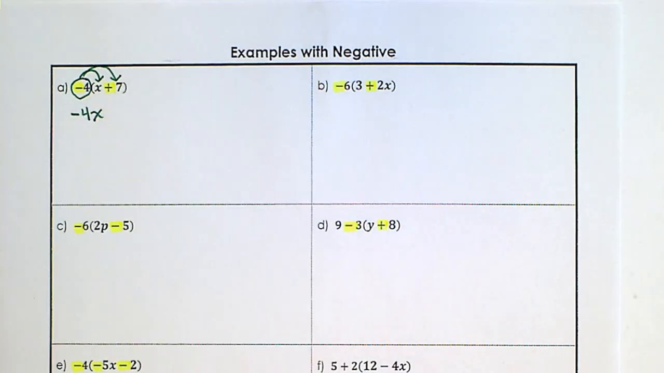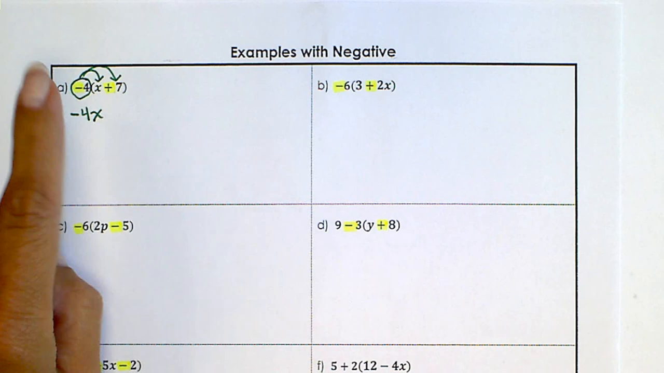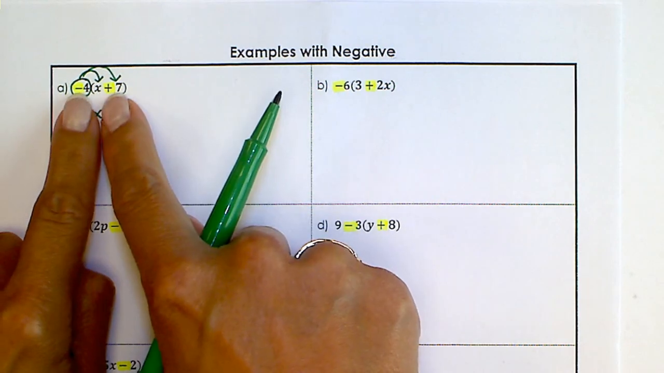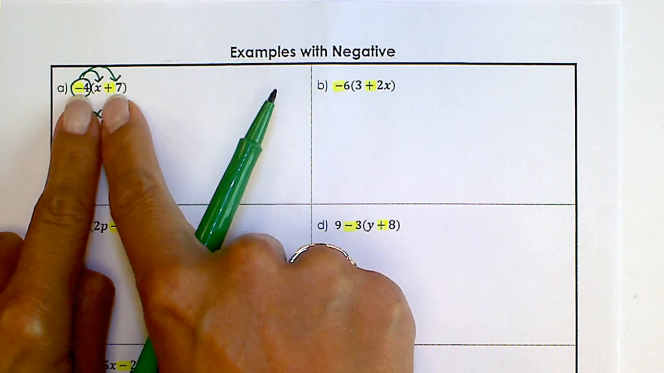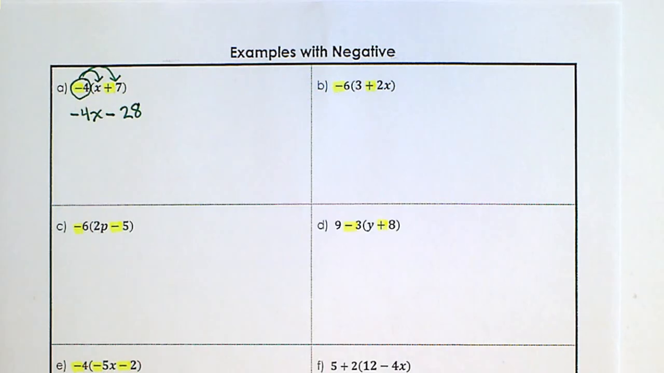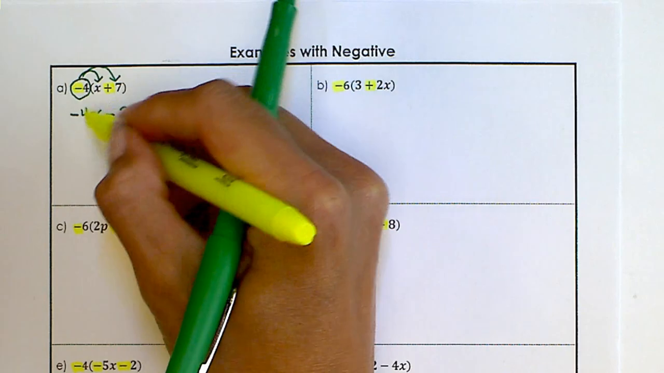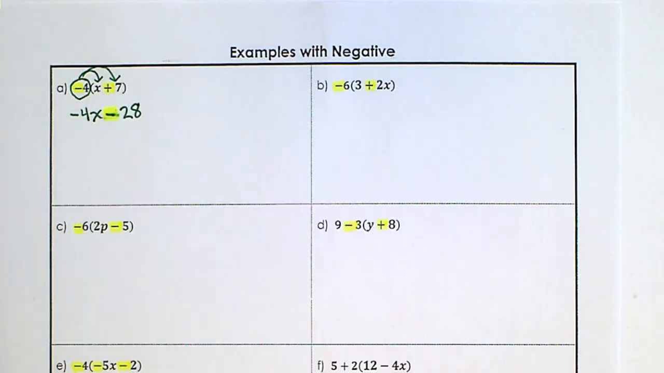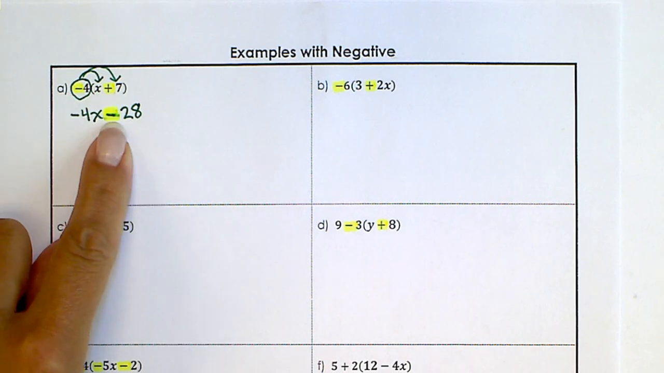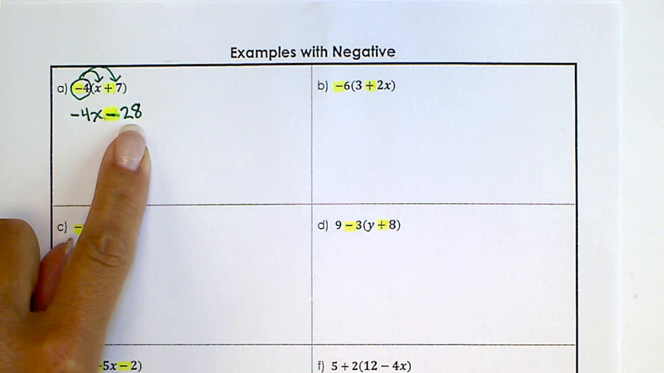Here is the tricky part. A -4 times a +7. So there's two ways to look at this. A -4 times a +7 is a -28. So be very, very careful. What I highlighted here: a negative times a positive is negative. This is my final answer for letter A.